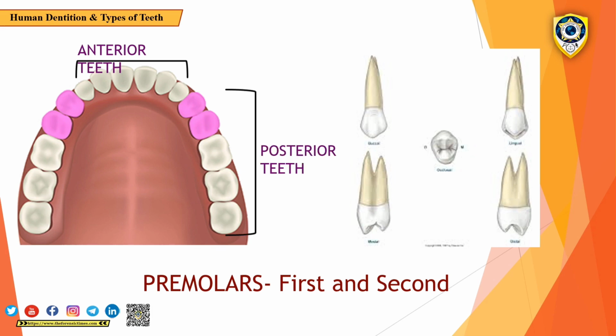So now moving on to the premolars, we have 2 premolars on each side, the first premolar and the second premolar. So in total, there are 8 premolars, 4 in the upper jaw and 4 in the lower jaw.